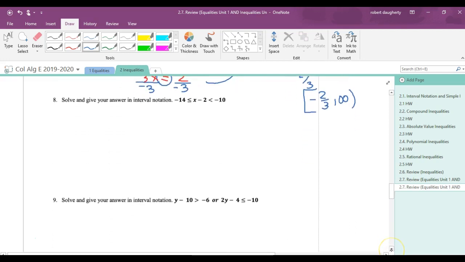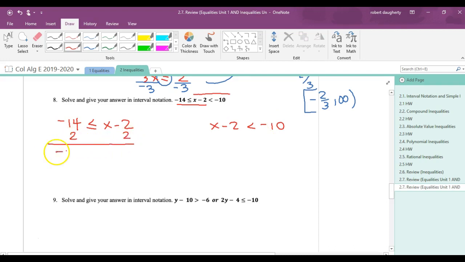Number 8, I've got a compound inequality. We found that the best way to do this was to break it into two problems. Here's problem number 1, and there's problem number 2. So negative 14 less than or equal to x minus 2, and x minus 2 less than minus 10. You just solve each problem. So if I add 2 to both sides, I get negative 12 less than or equal to x.